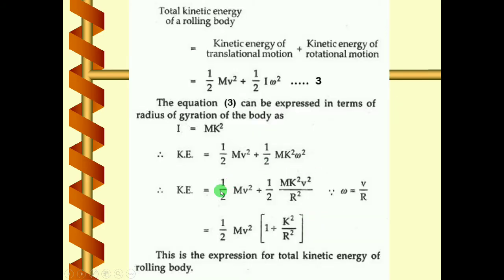Considering all these notations, if you are writing the total kinetic energy of a rolling body, we will write the sum of kinetic energy of translational motion and kinetic energy of rotational motion. You will add both the values as we already saw earlier. So half mv square plus half I omega square. Now instead of I you can put mk square. So the first term half mv square as it is, plus half, and instead of I I am writing mk square omega square.